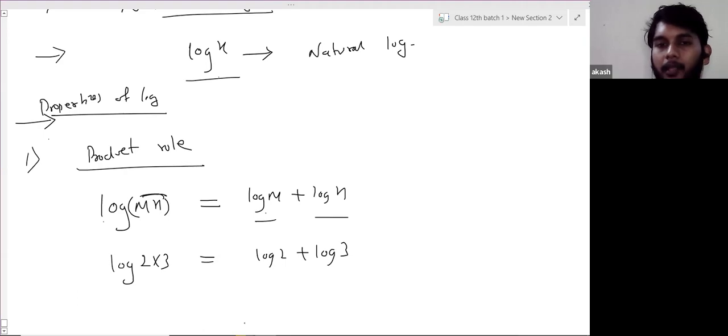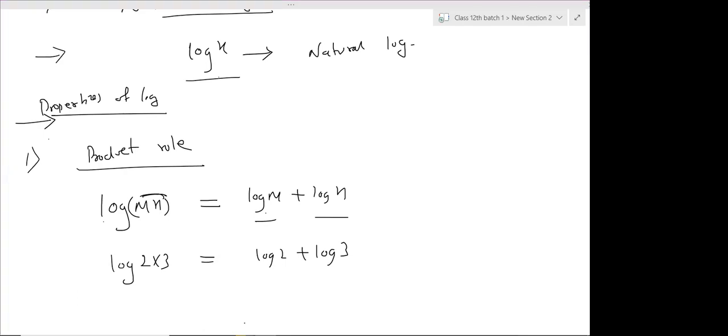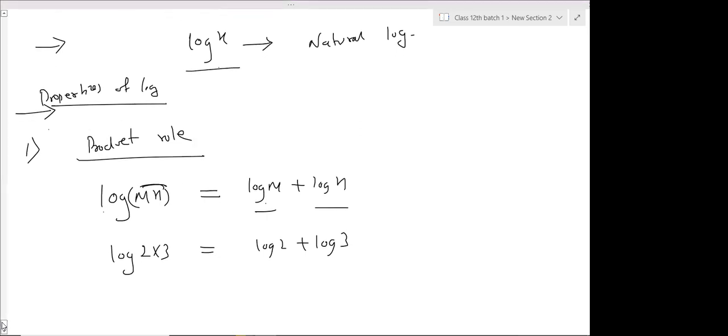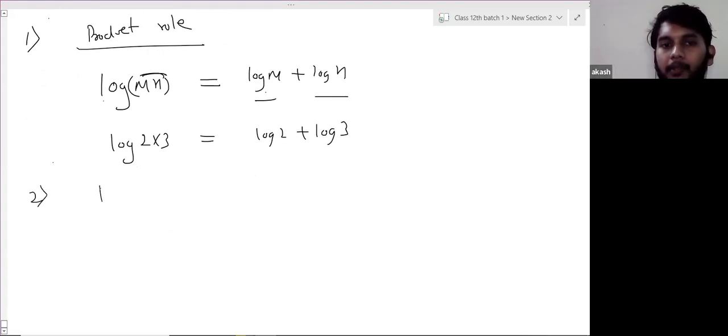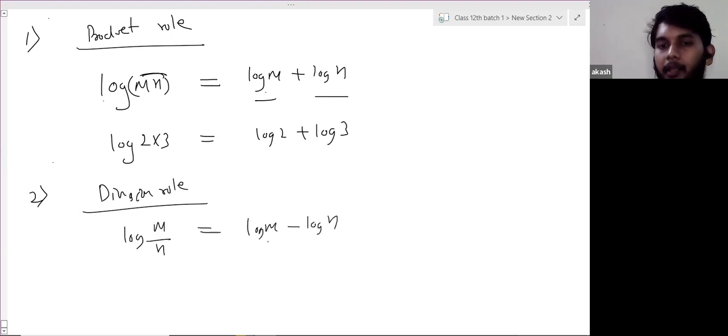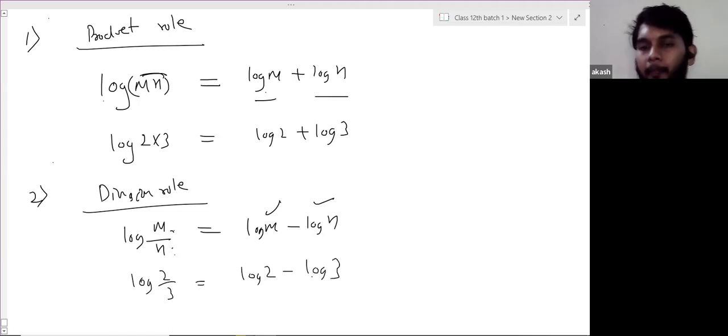Everyone, is this clear? Ishan, Ronaldo, Shikani? Yes, sir. All right. Similarly, we have another property, that is division rule. If you have two numbers divided like this, then you can write log m minus log n. Or if you have two log functions in subtraction, you can divide those numbers and write a single log function. For example, log 2 upon 3 is log 2 minus log 3. All right. Note it down if this is clear.